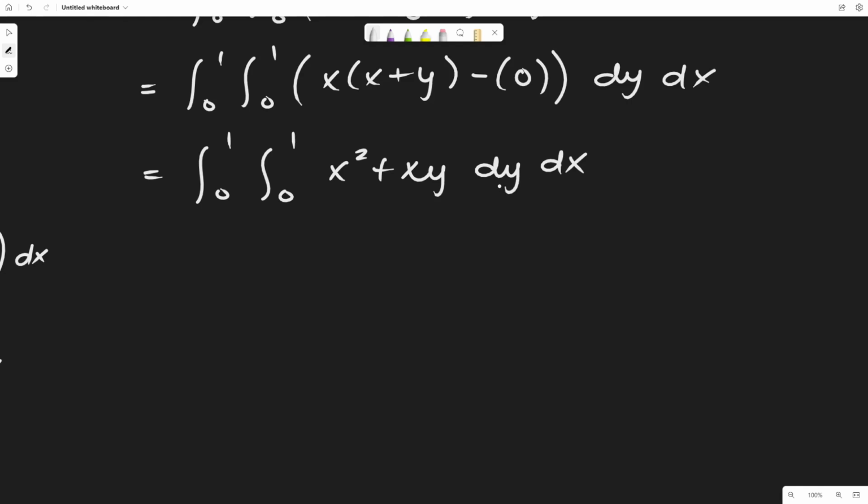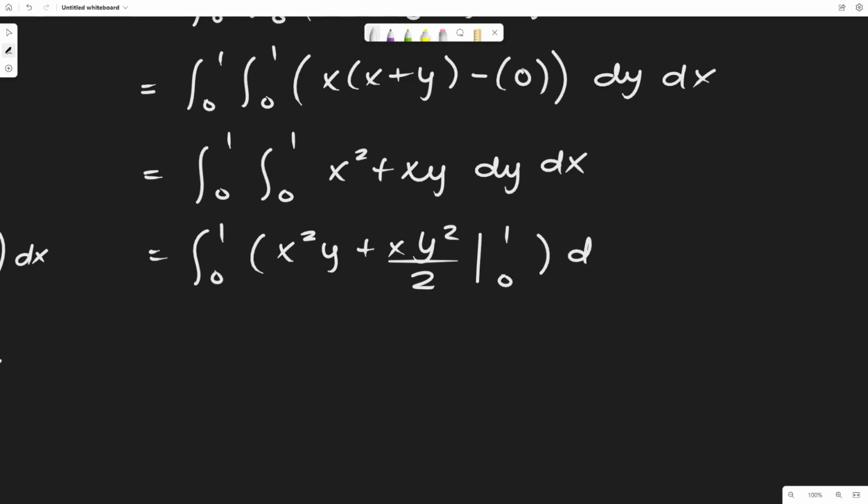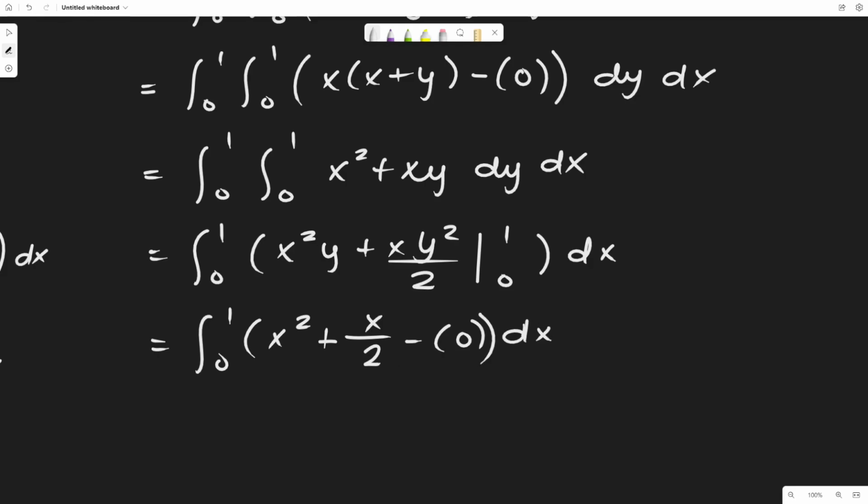Okay, so let's evaluate the dy now. So, we have from 0 to 1 of x squared y plus xy squared over 2, evaluated from 0 to 1. So, we replace all the y's, since we integrated in y. So, we have from 0 to 1 of x squared plus x over 2, minus 0, dx.